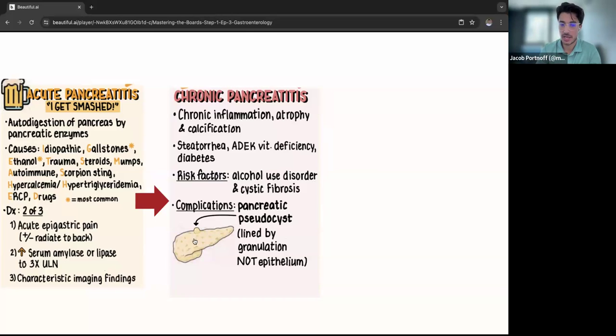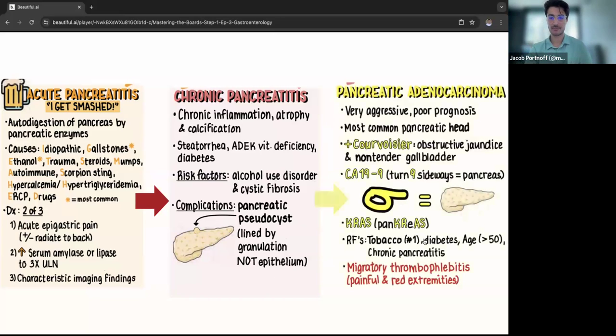And then you can get this complication of a pancreatic pseudocyst. And I've seen a UWorld question, I think an NBME question on this. Remember that your pancreatic pseudocyst is lined by granulation tissue and not epithelium. Okay, just a little factoid to remember.